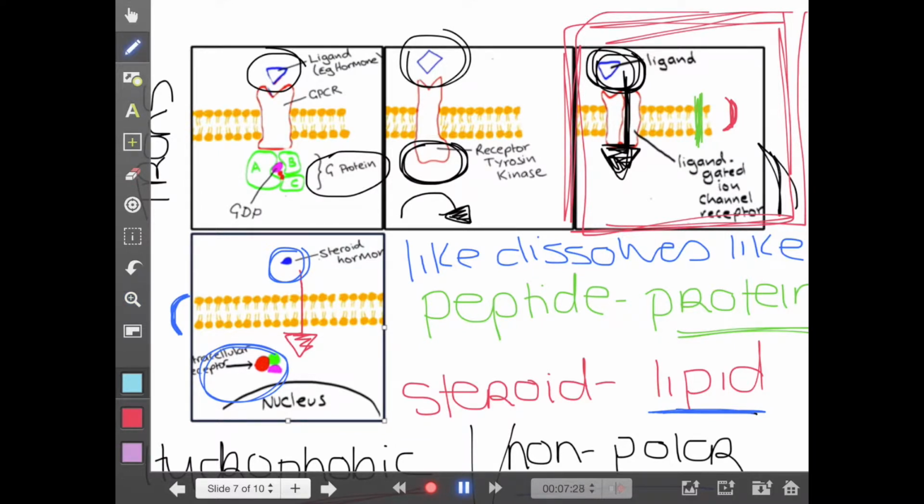Okay, so we're going to go back here and have a look. The ligand or the hormone will bind to the receptor. So remember, the receptor is a transmembrane receptor. It's all the way through here. We can see that in the red.